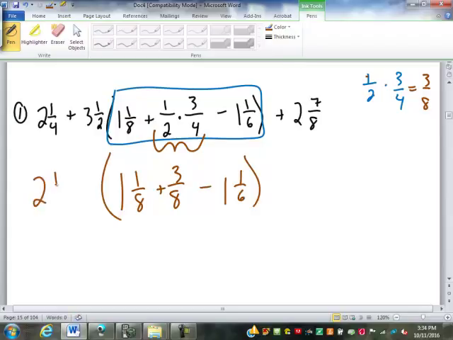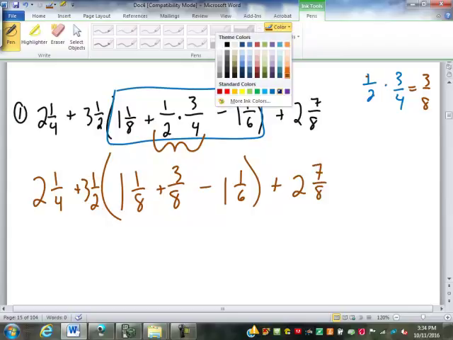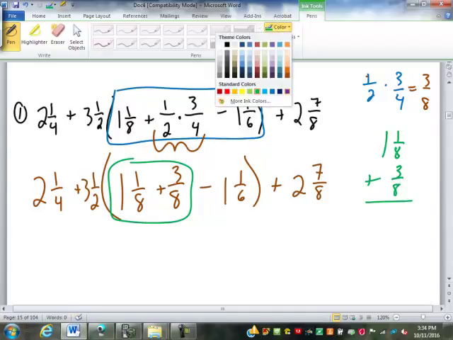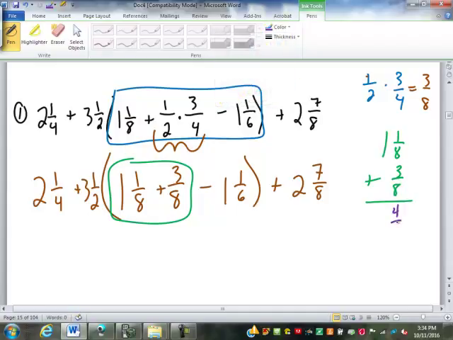So now inside that parentheses, I'm still working. What would happen next? We're going to start adding and subtracting left to right. So 1 1/8 plus 3/8, sorry, not even 1 3/8. They already have the same name. So we have 1/8 and 3/8 is 4/8, which is 1/2, and then the 1. So that becomes 1 1/2.